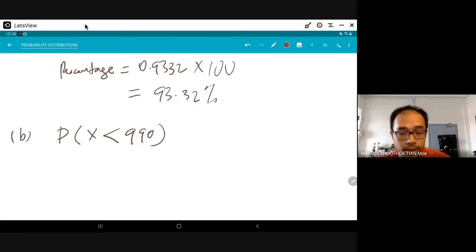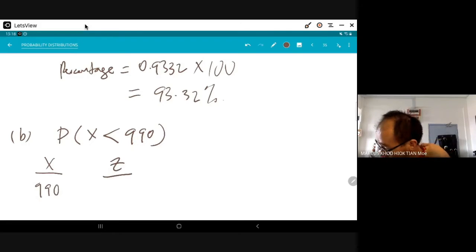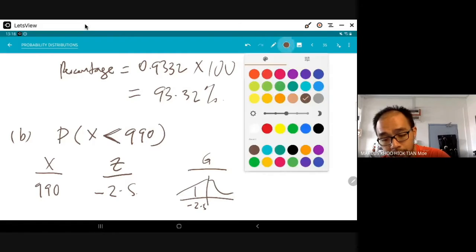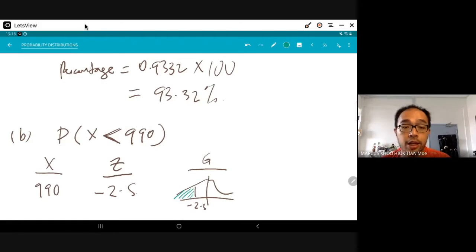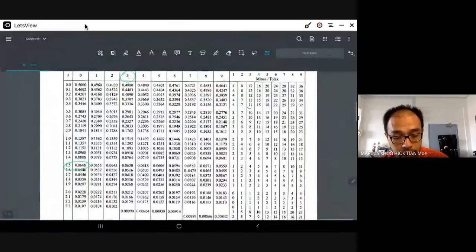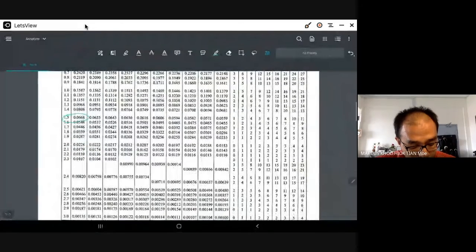Okay, so we do the same thing again. X is 990. Z value please. Bored already, right? Using this is very boring. Sorry. Z value please. Negative 2.5. Okay, on the left side, because we want less. If it is less, it means we shade the left side. If you shade like this, we read directly. 2.5. Okay, let's take a look. 2.5 is here.